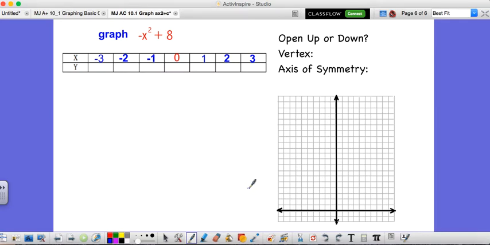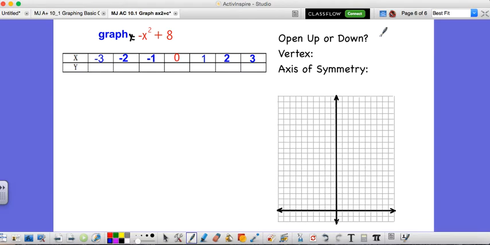Okay, let's try one more. If you want to pause the video, go right ahead and try this on your own. Okay, let's pick up on this. Probably go pretty quick through this one. First of all, does it open up or down? We have y equals, whoops, this should say y equals. It's an equation. Y equals negative x squared plus 8. Well, it's going to open down.